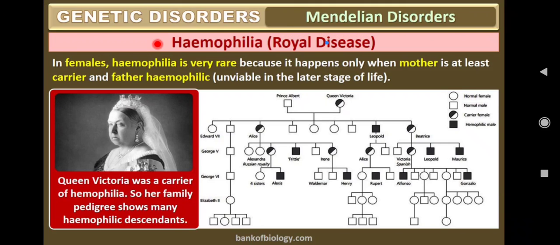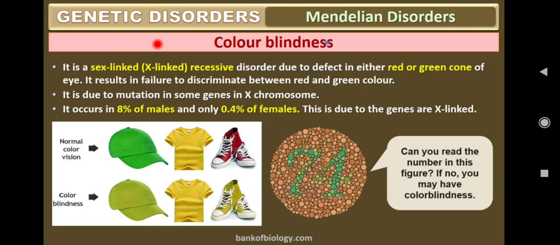Now let us discuss color blindness, another Mendelian disorder. This color blindness is also sex-linked, or X-linked recessive. It is a disorder due to a defect in either the red or green cone of the eye. Our eye consists of cones in the retinal region, the red cone and the green cone. It results in failure to discriminate between red and green color.